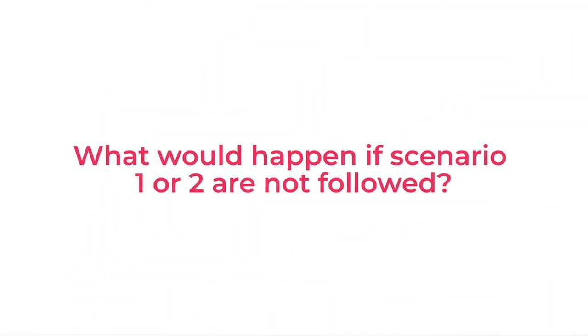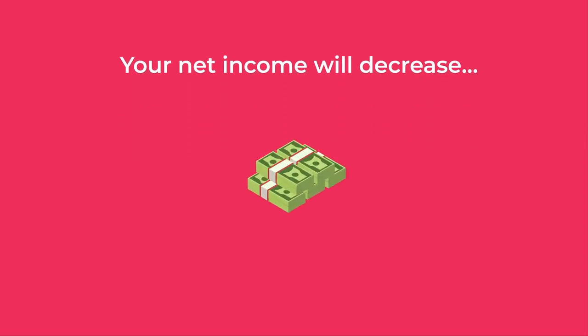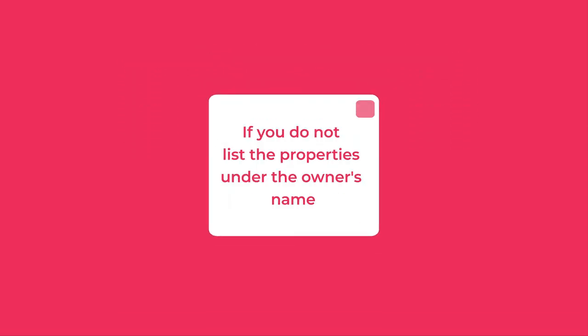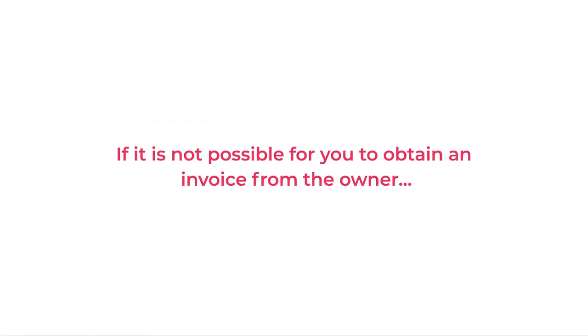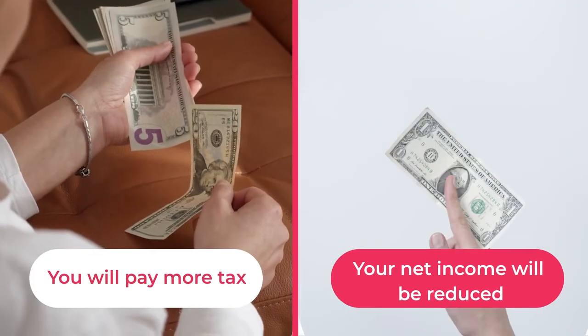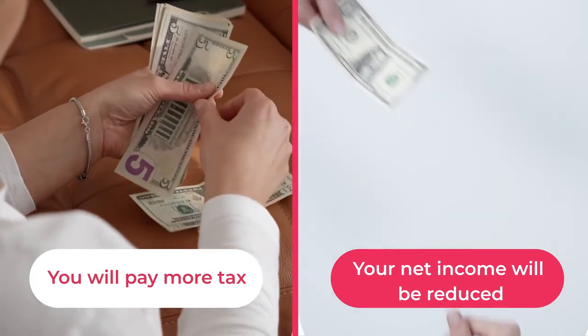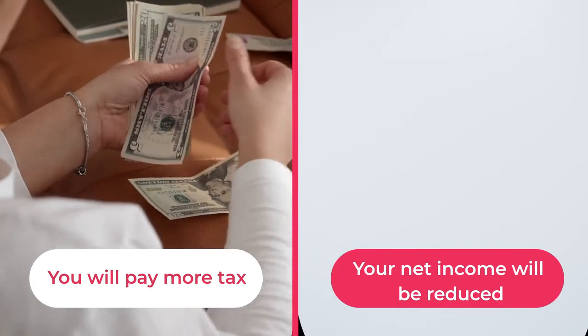What would happen if scenario 1 or 2 are not followed? Your net income will decrease if you do not list the properties under the owner's name or if the owner does not give you an invoice for the income they receive. If it is not possible for you to obtain an invoice from the owner, then consider you will pay more tax and, consequently, your net income will be reduced.